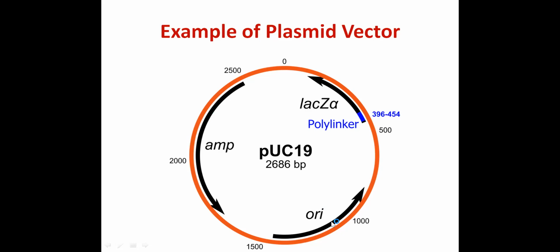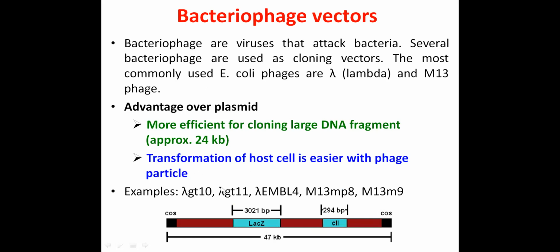Here you can see it has its own origin of replication. Then it has a selectable marker, lacZ alpha, and one ampicillin resistance gene. Now the bacteriophage vector. The bacteriophages are basically viruses that can attack bacteria. So these bacteriophage viruses can also be used as a cloning vector.